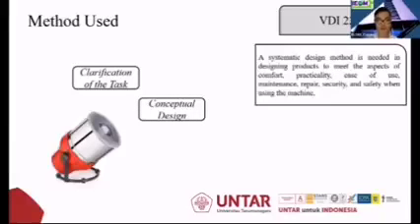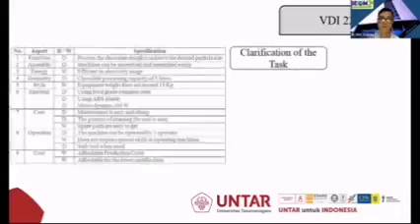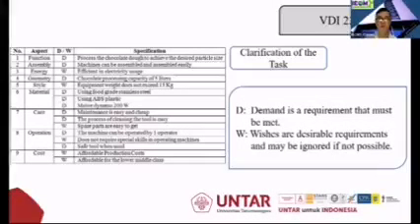VDI 2221 consists of seven stages, which are grouped into four phases. The first is clarification of the task, then conceptual design, embodiment concept, and last is detailed design. Clarification of the task is in the form of a specification table. D is demand. Demand is a requirement that must be met. W is wish, which are desirable requirements and may be ignored if not possible.